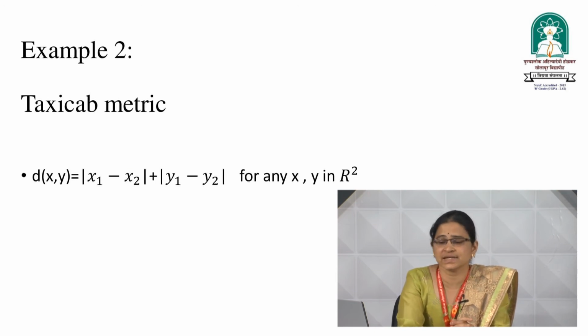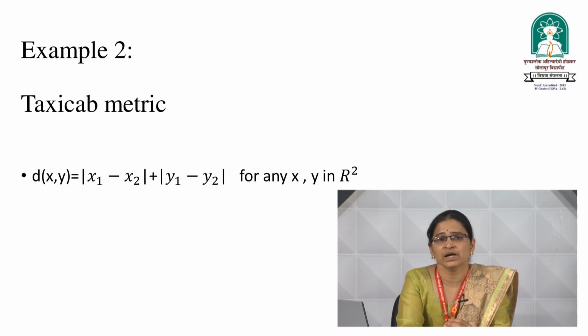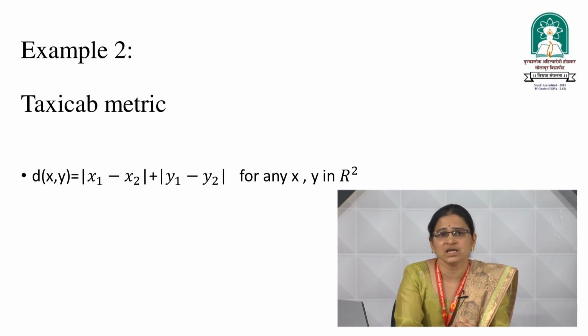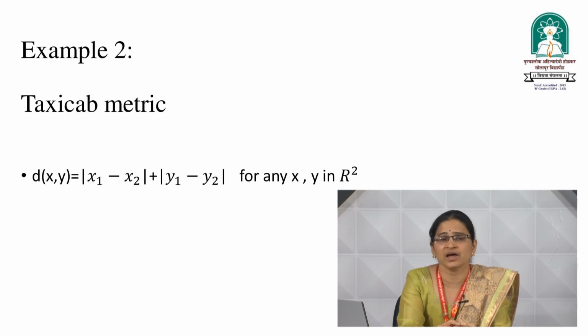Now the next example we have taken is the taxi cab metric. The taxi cab metric is an interesting example to discuss, in which we find the distance between the 2 points, say x and y, in an n-dimensional space with the summation of mod of xi minus yi. Here I have written this for a 2-dimensional space only, that is, the distance between the 2 points x and y is equal to mod of x1 minus x2 plus mod of y1 minus y2.